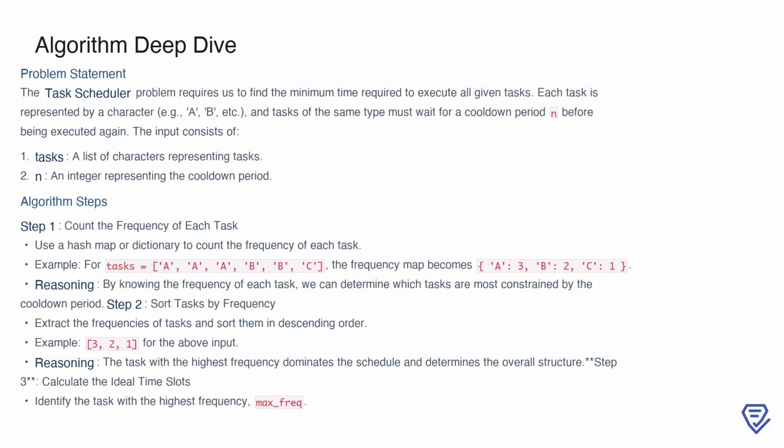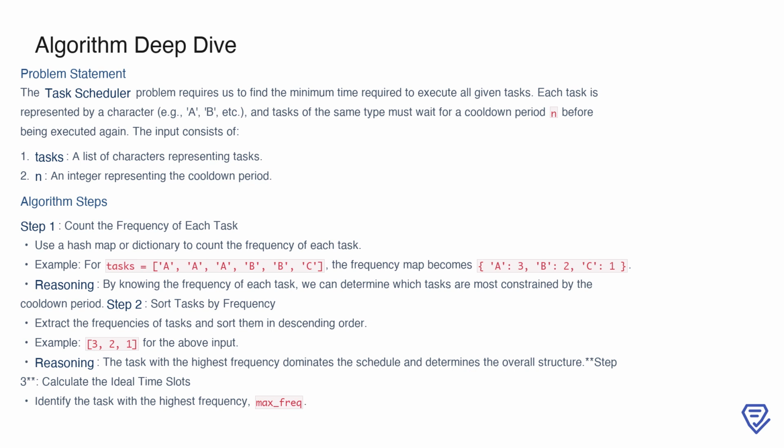The first step in solving this involves counting the frequency of each task using a hash map. By knowing how many times each task appears, we can understand which tasks will have the greatest impact on the scheduling. For instance, in our example, the frequency map would be A: 3, B: 2, C: 1. Next, we sort these frequencies in descending order, which gives us an array like [3, 2, 1]. This helps us identify the most frequent task, which will play a key role in structuring the schedule.